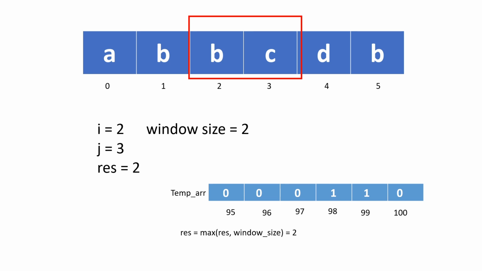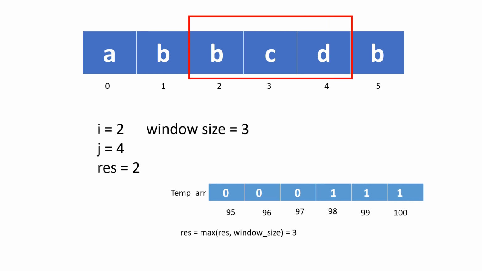Now my j is pointing to the index 3. Now I will check if the element at the index 3, that is c, is in the temp array or not. At the index 99 there is a 0, so I will put 1. It means that c is coming for the first time. So again I will increment j, and update the result. Now the result is 2.